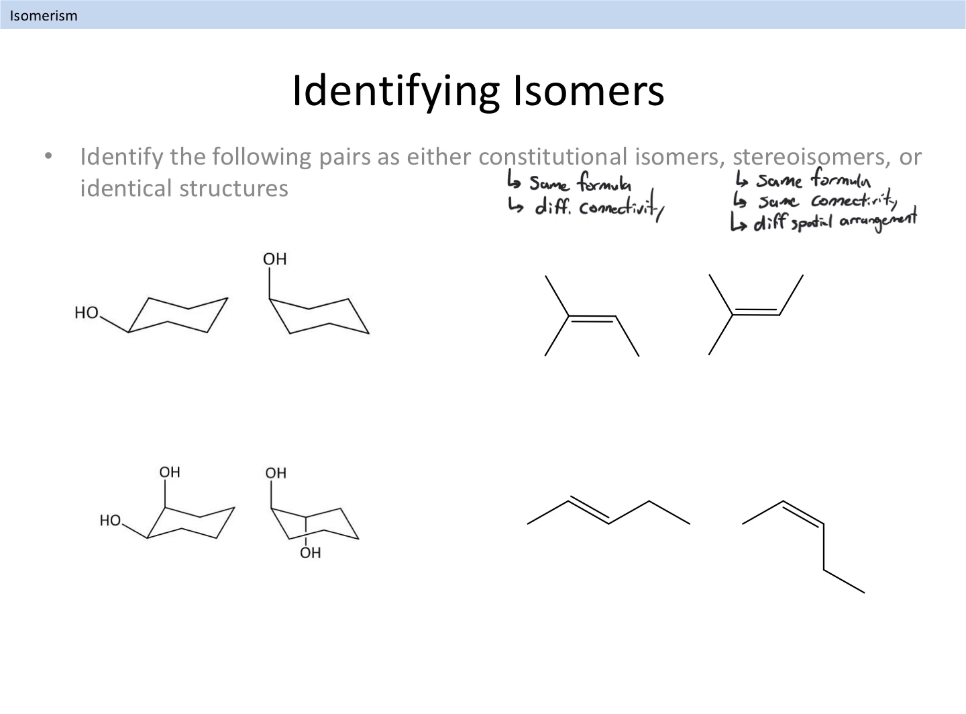Welcome back. Let's go through each pair and identify the type of isomerism. Let's start with the top left pair. Notice that both molecules have a 6-membered ring and a single bond to a hydroxyl substituent. This tells us they have the same composition, meaning they have the same chemical formula, and they also have the same connectivity. This rules out constitutional isomers, leaving us with either identical structures or stereoisomers.